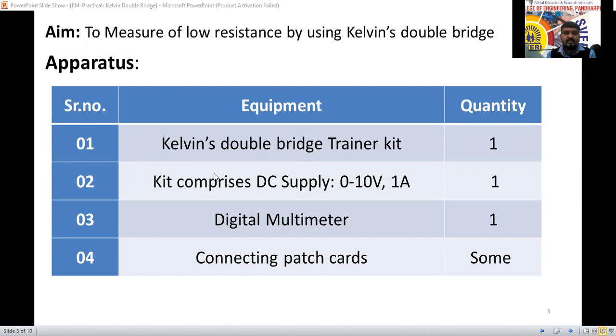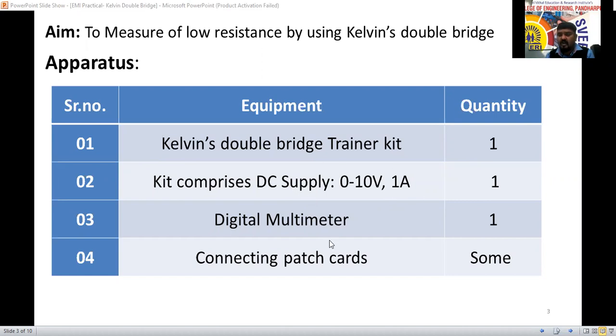So the kit is required, that is called the Kelvin double bridge trainer kit. And to power the kit, we have to give a DC supply. For that reason, the DC supply kit is required. And to measure the voltage, a digital volt multimeter is required. And to connect from one point to another point, connecting patches are required. So these are the equipments required to perform the practical.